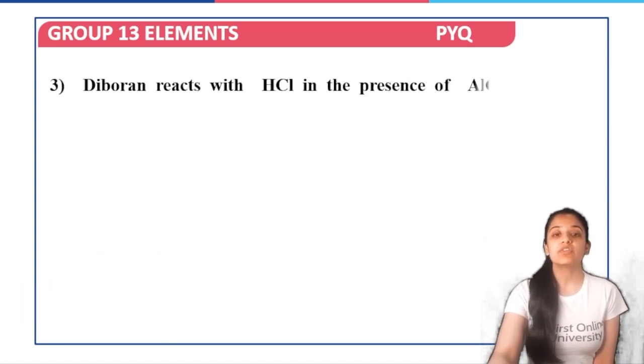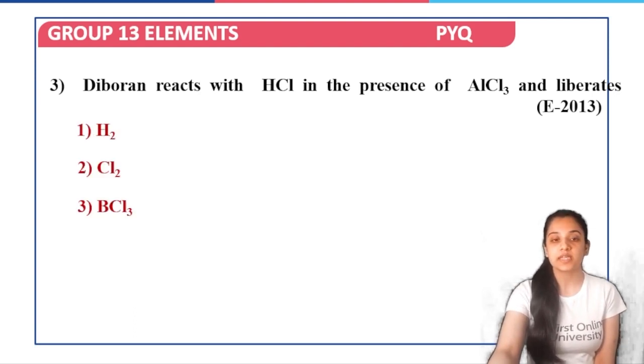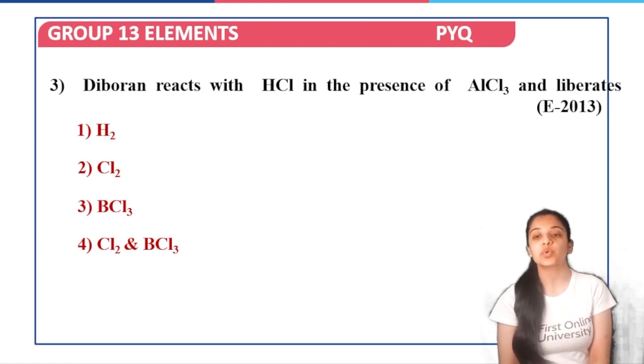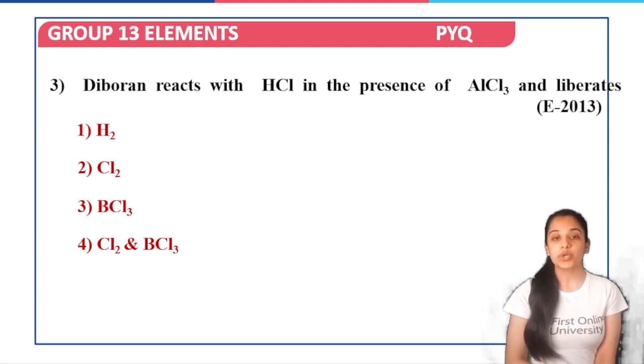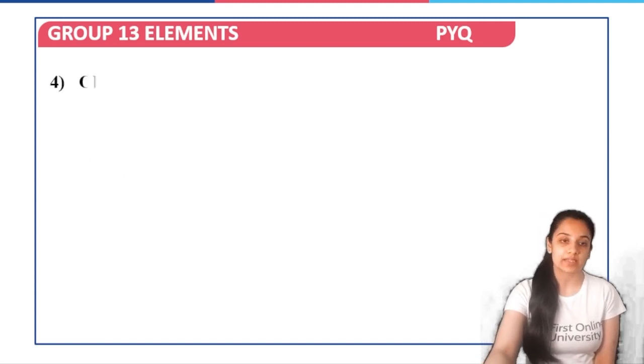Next is, diborane reacts with HCl in the presence of AlCl3 and liberates H2, Cl2, BCl3, Cl2 and BCl3. We have already seen this reaction when we were talking about diborane, that it is going to react with HCl in the presence of AlCl3 to liberate H2 gas.